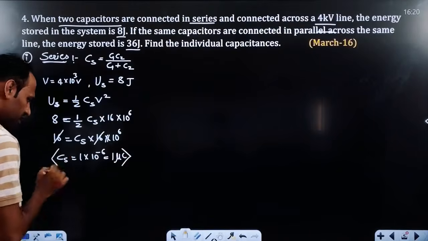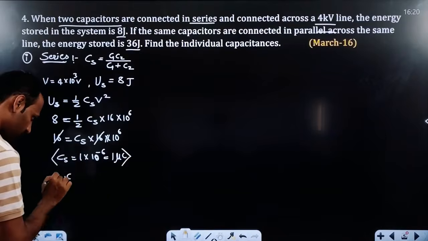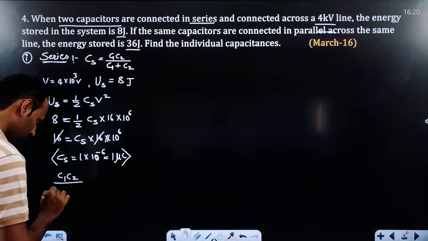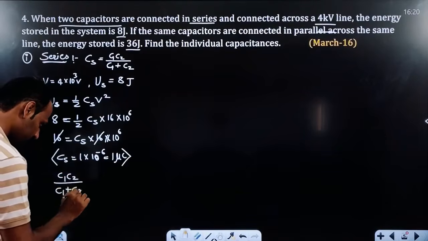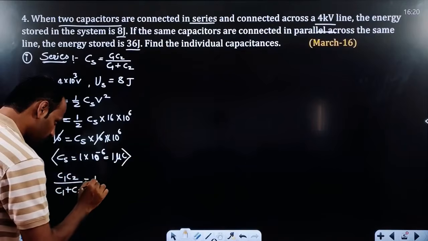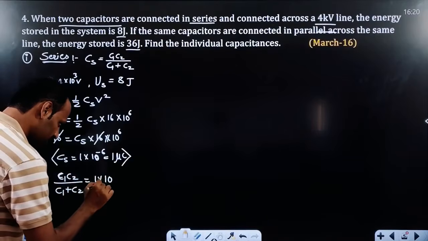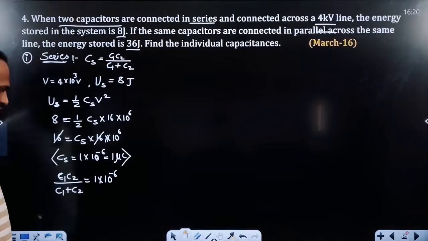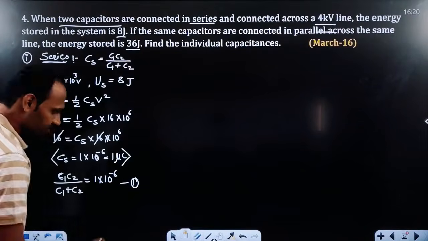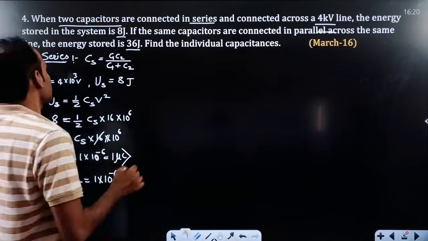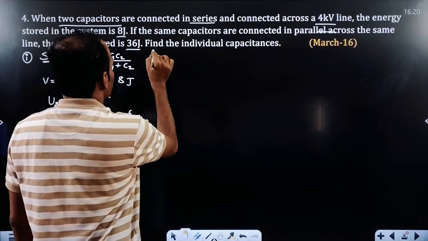CS means what? C1 into C2 divided by C1 plus C2, which is equal to 1 into 10 raised to minus 6. This much will be the value of C1 into C2 divided by C1 plus C2. I will take this as equation number 1. Okay, next we'll go for the second combination now.